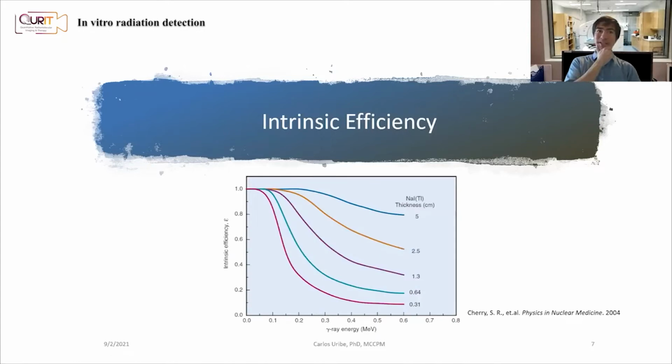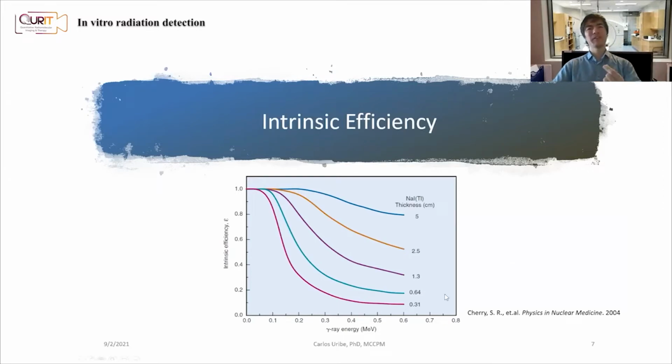So if we look at a plot of the intrinsic efficiency, on the x-axis we see the energy of the different gamma rays reaching a detector, and this graph is taken from the Cherry book, Physics in Nuclear Medicine. What we see is that the thicker the detector, the more efficient it is. At low energies, it doesn't matter too much, but as the photon energy starts increasing, you'll see a drop of efficiency for thin detectors. And let's think why that's the case.